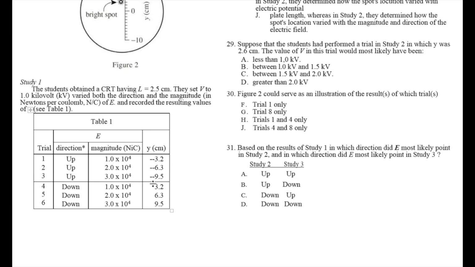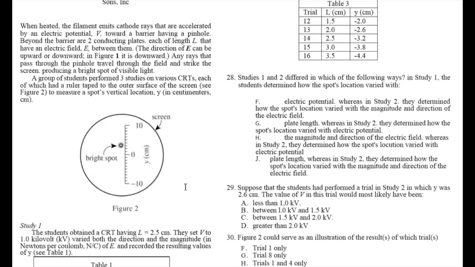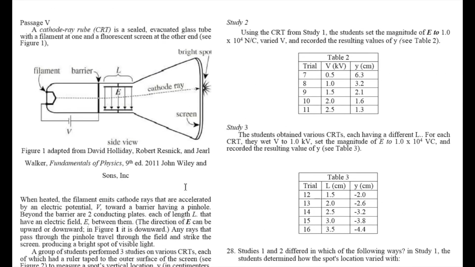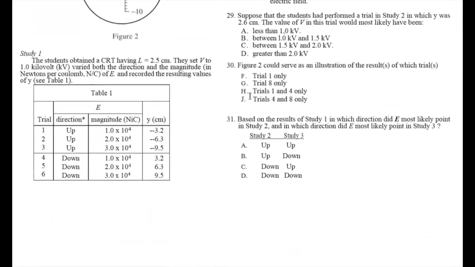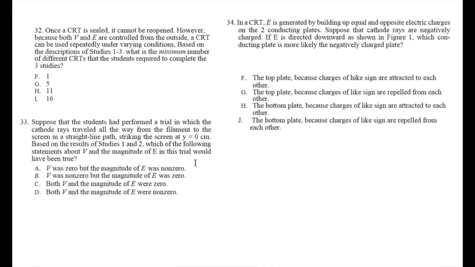It looks like we need E to be 0 based on study 1 to get y equals 0 centimeters for the bright spot. But let's scroll up to study 2 and see if we can learn anything else. It appears like V here, when it's smaller, y is larger, and as it gets bigger, y gets smaller, but it doesn't look like it approaches 0. It doesn't seem to be a simple relation like that. So let's scroll on down and see if we can figure out a correct answer here.